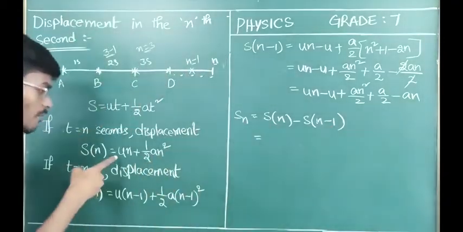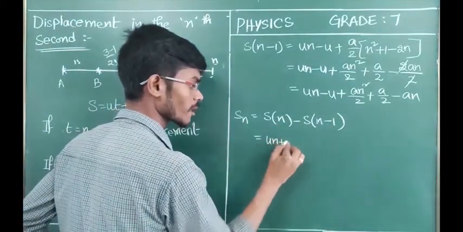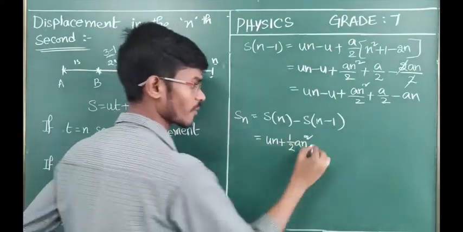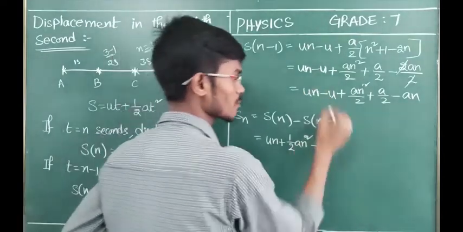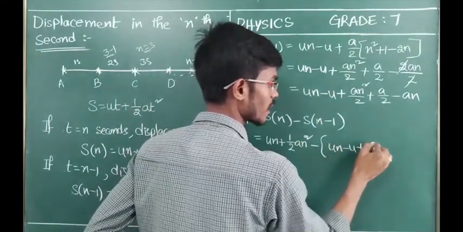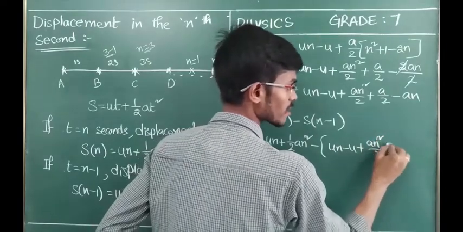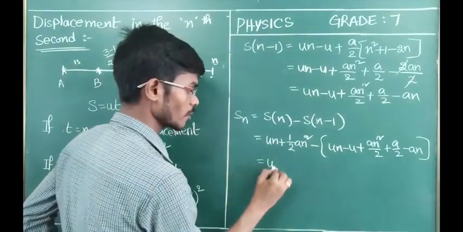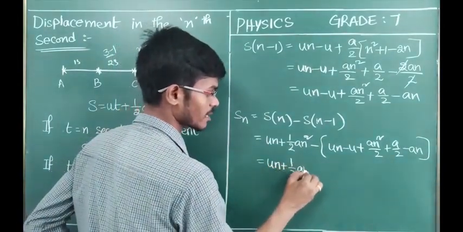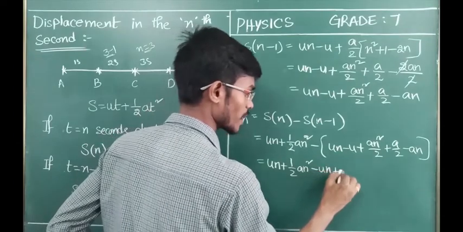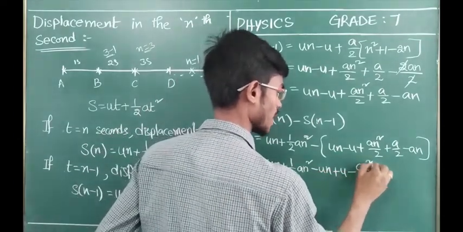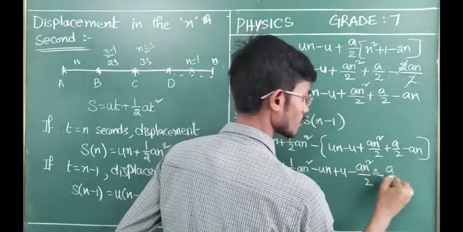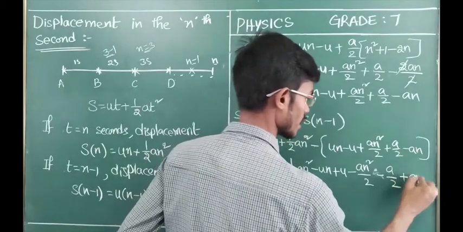So here, S of n is what? u n plus half a n square. And S of n minus 1 is u (n minus 1) plus half a (n minus 1) square. Simplify this: u n plus half a n square minus u n plus u minus a n square by 2 plus a n minus a by 2.